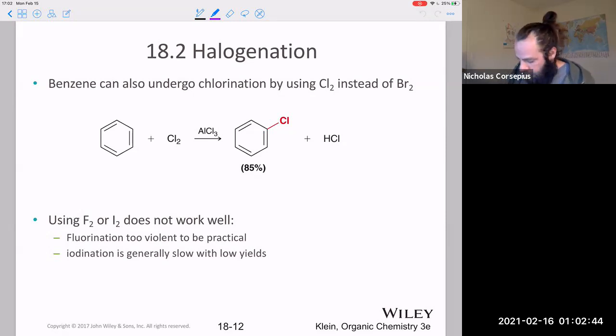The other halogens, it turns out, don't really work too well. Fluorine is notorious for having these incredibly violent reactions that release a ton of heat. Although it might work practically in the lab, it's just unsafe to do, so people don't do it. Iodine, you'll just get terrible yields. It's really slow. So bromine and chlorine are the ones that we can actually use to halogenate this ring.